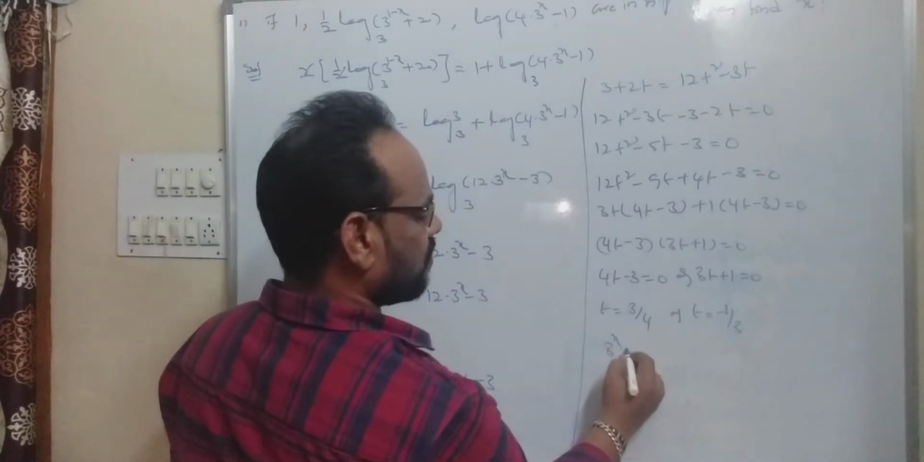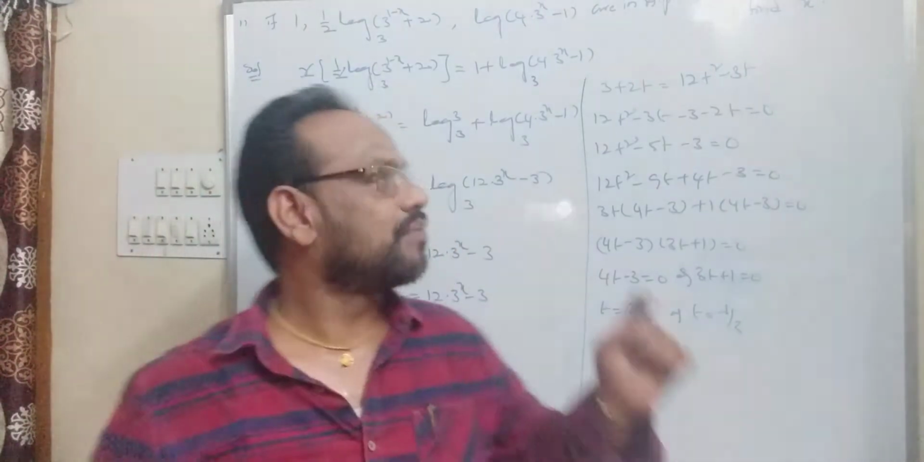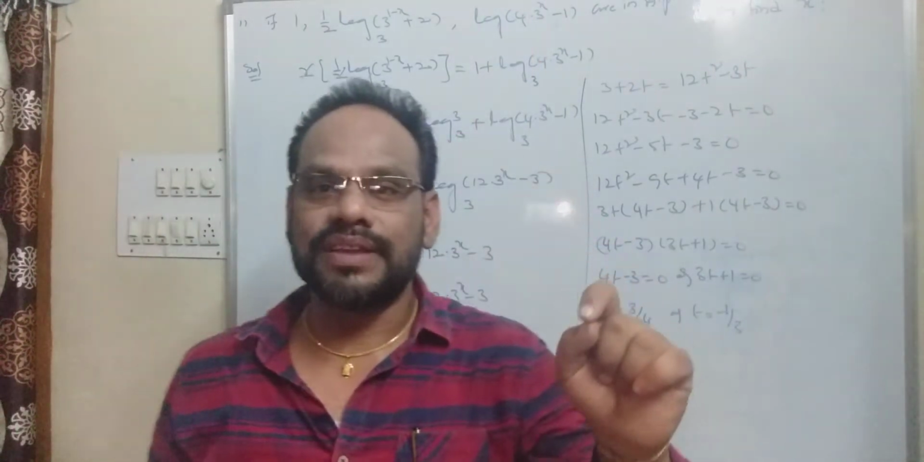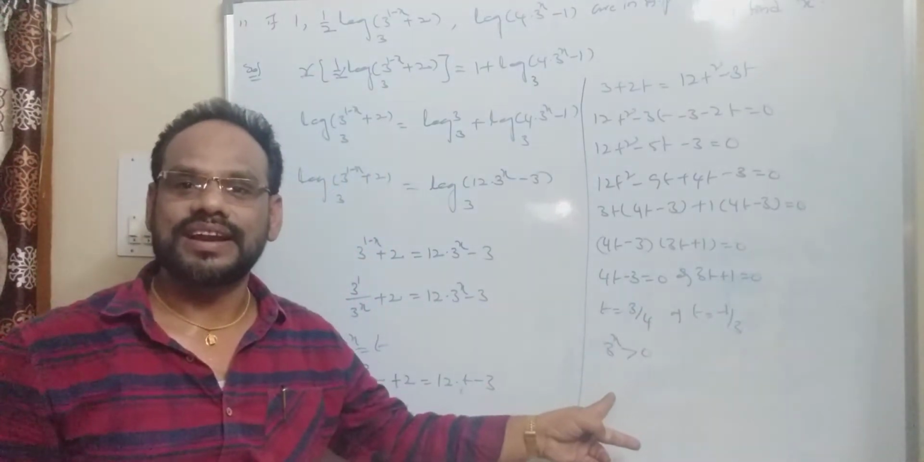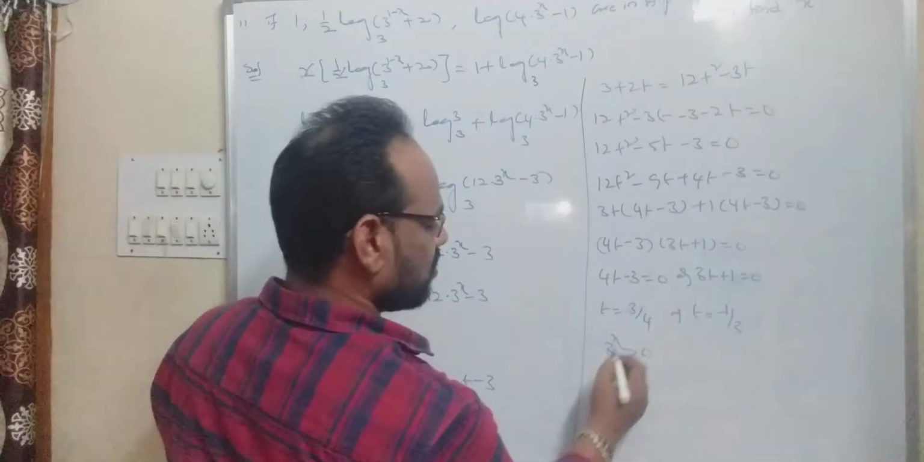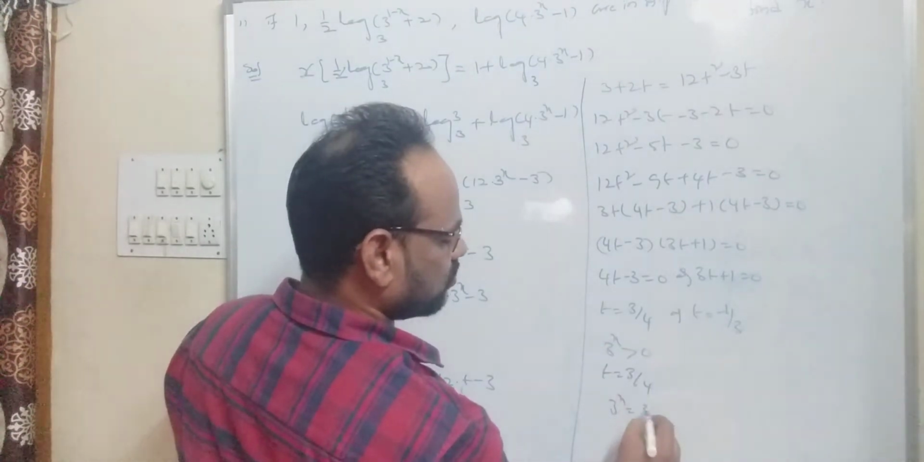We know that 3 power x value is always greater than 0. Why? Because logarithms can't be determined for negative values. So 3 power x value is always greater than 0. So we take t value as positive 3 by 4. So 3 power x is equal to 3 by 4.